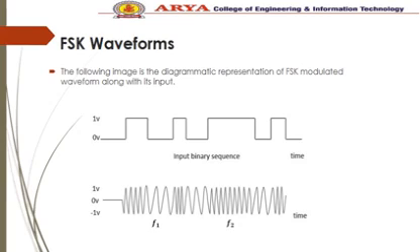Here these waveforms show the input binary sequence and the modulated FSK waveform. From the second waveform, it is clear that when 1 is transmitted, the signal carrier frequency is high, and when 0 is transmitted, the signal carrier frequency is low.